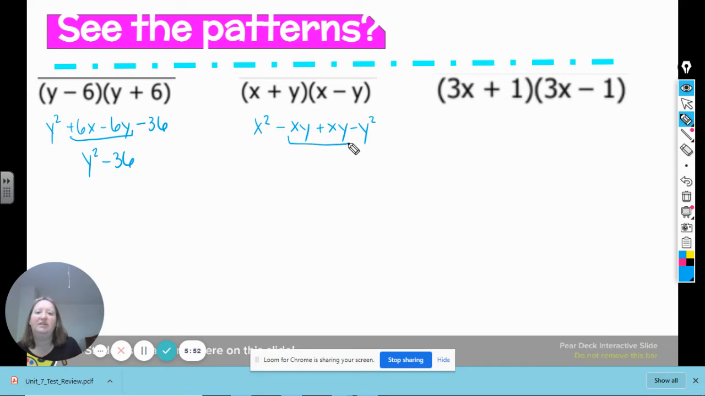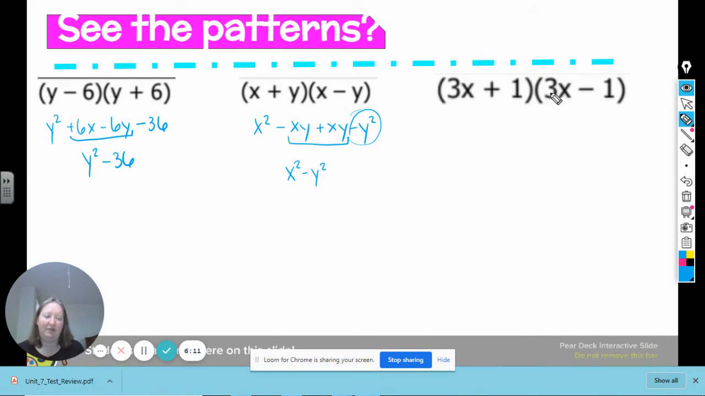Now these two are the same, and they are canceling. You have a negative one and a positive one. And so your answer is x squared. Oops, not plus. I just automatically wrote the plus, and that's not it. It's negative y squared. So there we go.